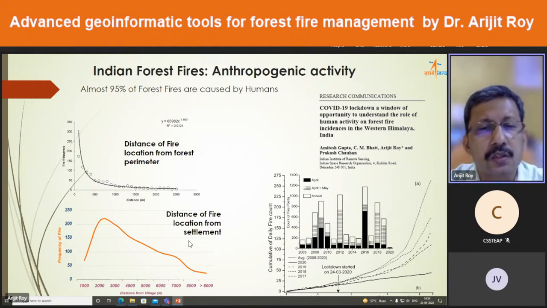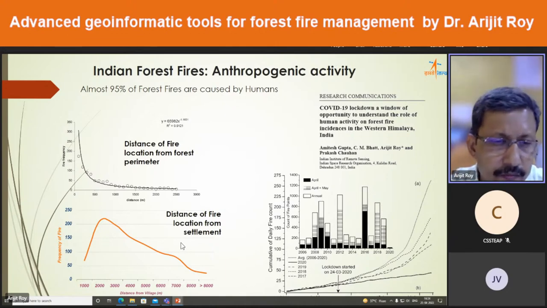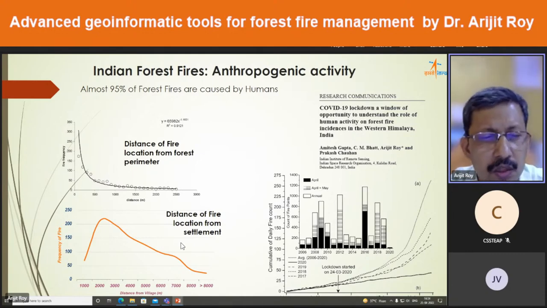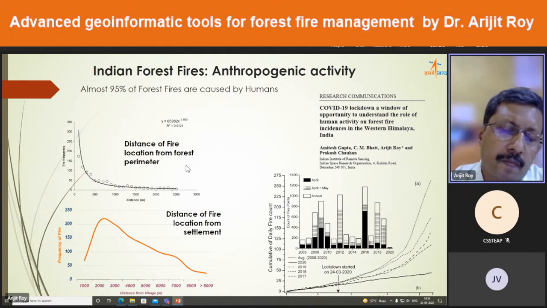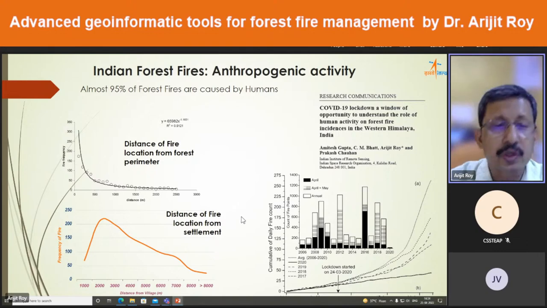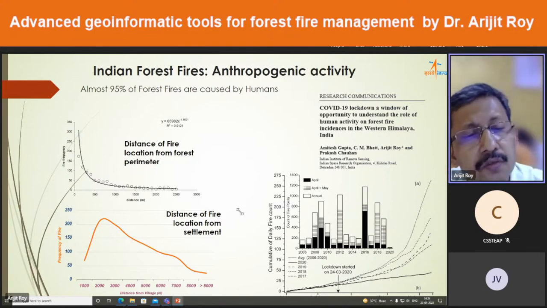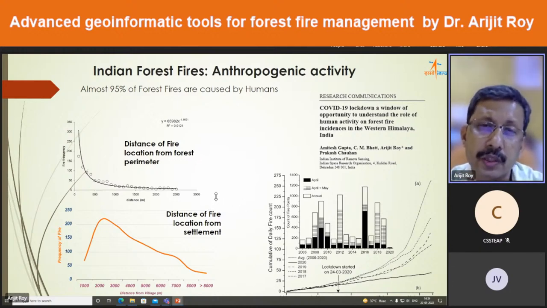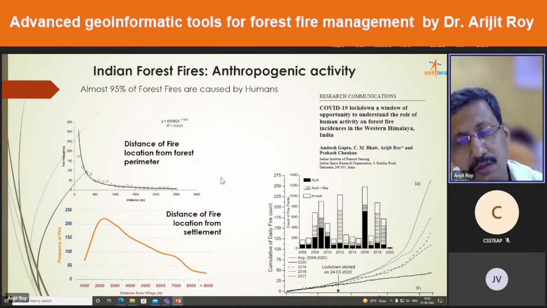Similarly, when we plotted the distance of fire location from settlements, we observed that most of the forest fires were in the range of 2 to 3 kilometers from the settlements. And this is the average distance a herdsman or people who take their cattle to graze cover. Here also there is a good indication of the impact of anthropogenic activities on the fire frequencies.